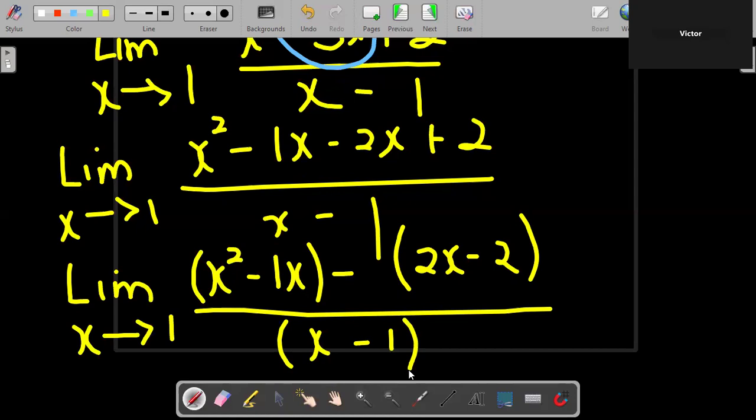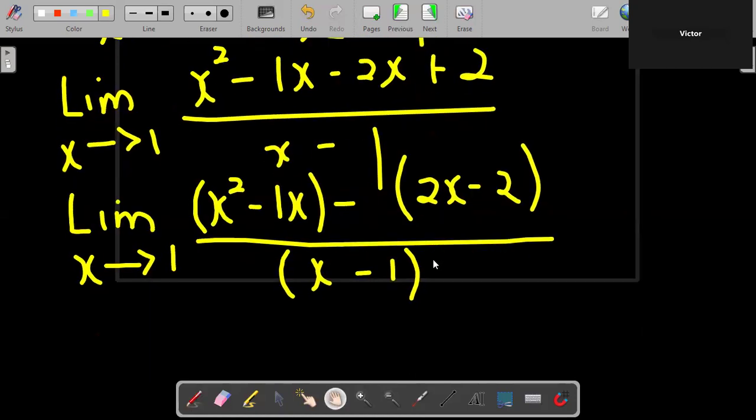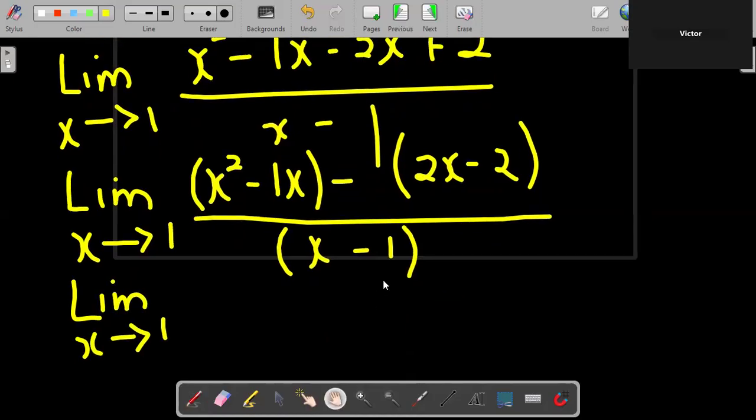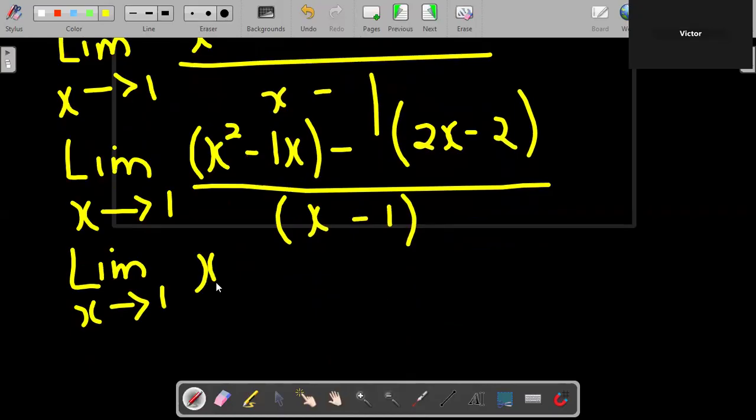Now let's ask ourselves, what is common in the first bracket? What is common in the first bracket is x. So let's bring out x from the first bracket. If I remove x from the x squared, I'm left with x there. If I remove x from the 1x, you're left with 1 minus. Let's check what is common in the second bracket.